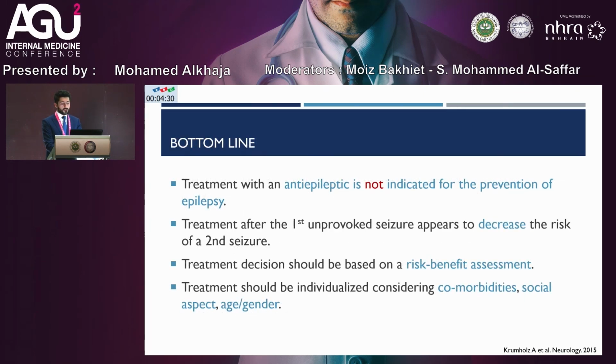So the bottom line here is treatment with an anti-epileptic is not indicated for the prevention of epilepsy. Treatment after the first unprovoked seizure appears to decrease the risk of the second seizure, and the treatment decision should be based on the risk-benefit assessment, and treatment should be individualized considering comorbidities, social aspects, age, and gender.